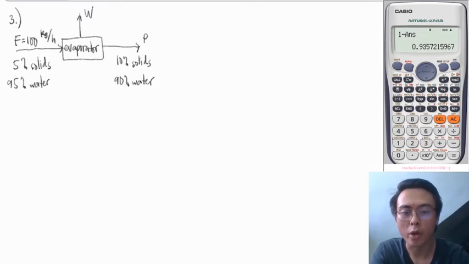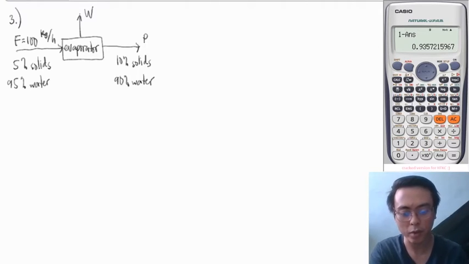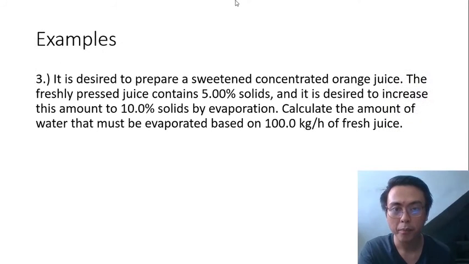Based on the problem, our process is evaporation and the unit is an evaporator. So in the evaporator, you have one feed, that is your fresh orange juice, containing 5% solids and 95% water, flowing at 100 kilograms per hour. And you have two products. First is your concentrated juice, that's your 10% solids and 90% water. And your byproduct is pure water, which is water vapor evaporated coming from the juice. We are required to determine how much water is evaporated. The required is W.